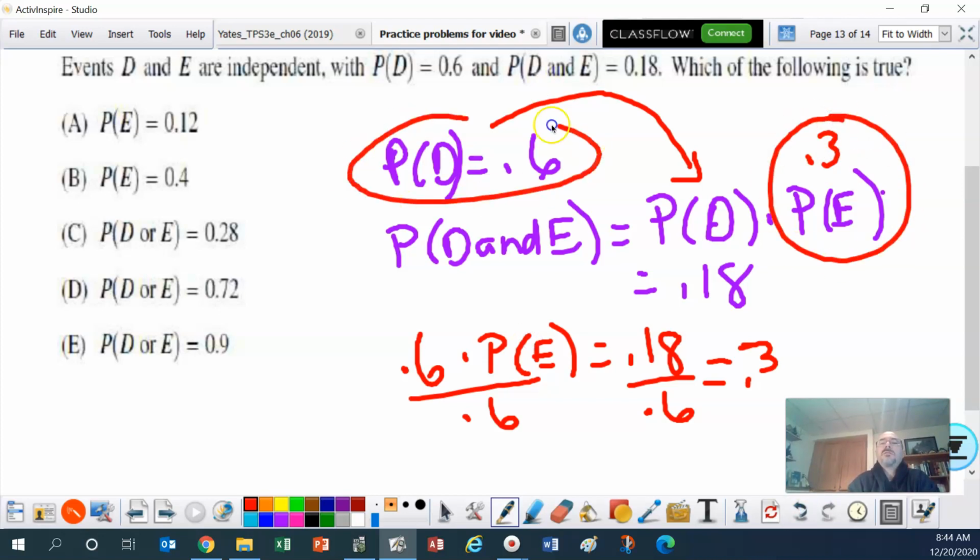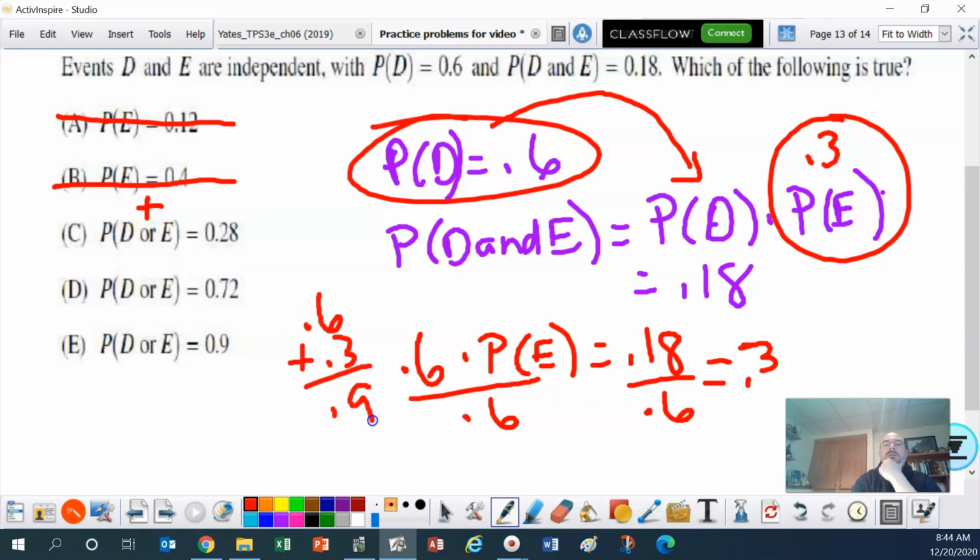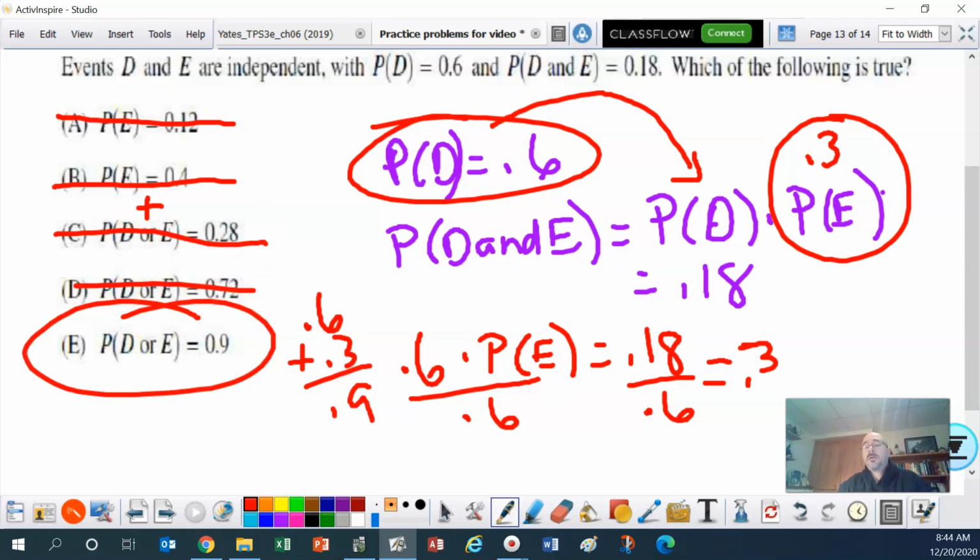So the probability of D is 0.6, the probability of E is 0.3. So let's see. Nope, A is out. B is out. Probability of D or E? No, or means to add. So if I add those together, that's 0.9. Yeah, that's out. There it is. That's what it was. Not too bad. You just had to think through it and remember your rules. So this was rule number 5, and then they threw in rule number 3. All right, one more on this slide, and then I've got that problem from AP to go over really quick.